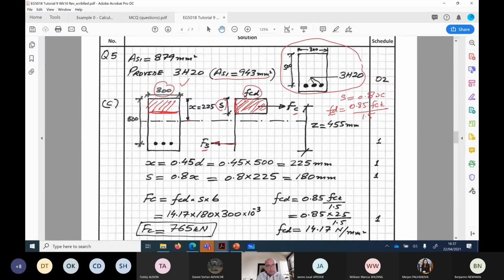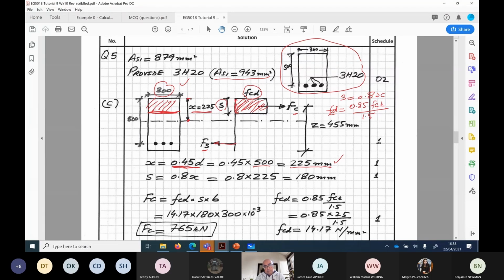X is distance from the neutral axis to the top fiber, and this is usually 0.45 of D. All right, this is something that I think you will have to remember. I think 0.45 D, and where D is given, which is 500. So when you determine this, it comes out to be 225. So then you write the value of X.